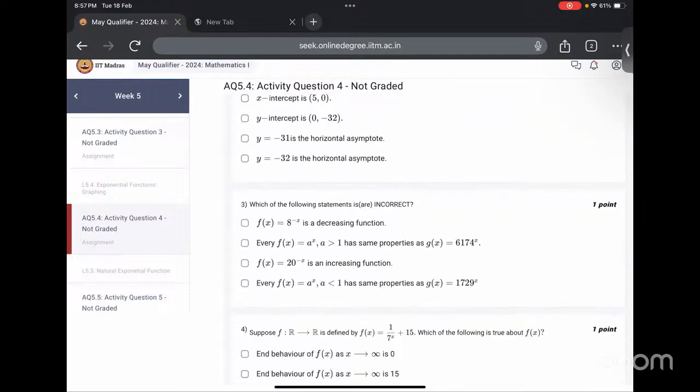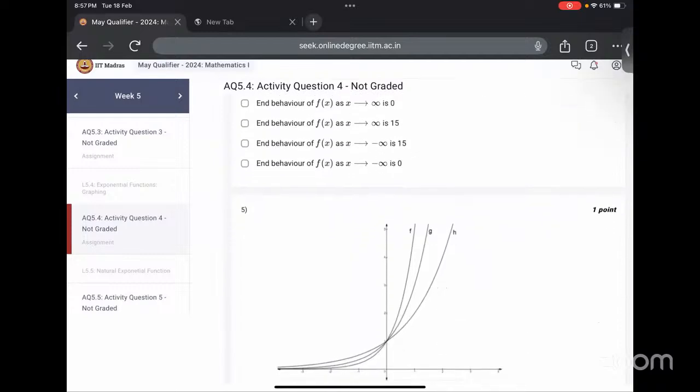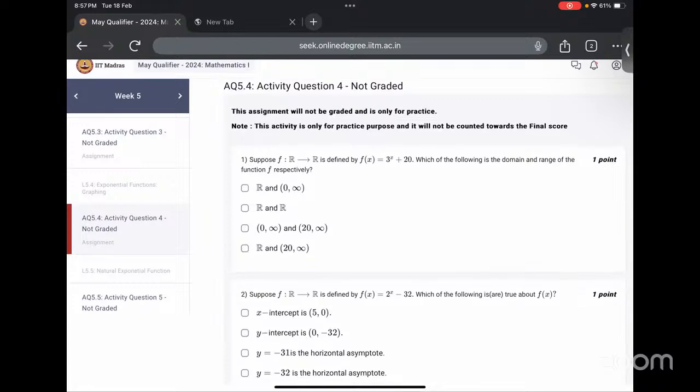Anything in 5.4? No, ma'am. Actually, I didn't solve them all, ma'am, one by one. So you want me to solve? Yeah, at least this one, number 1. Okay.